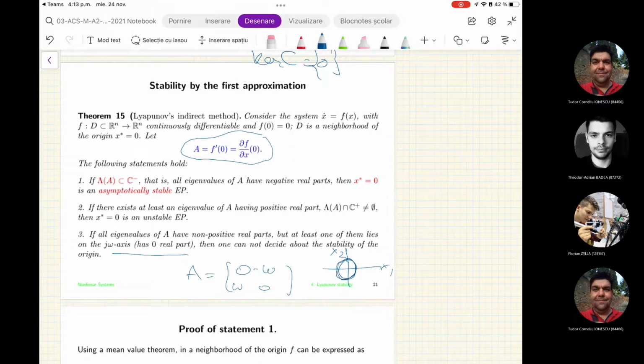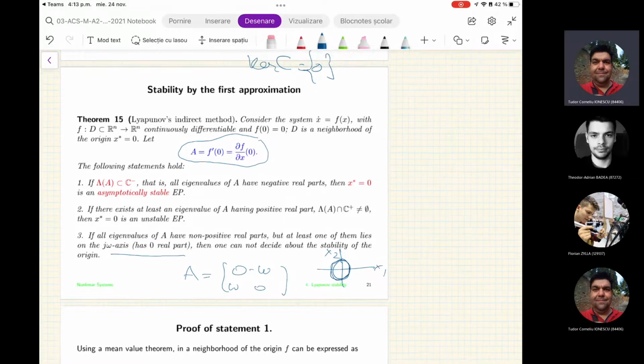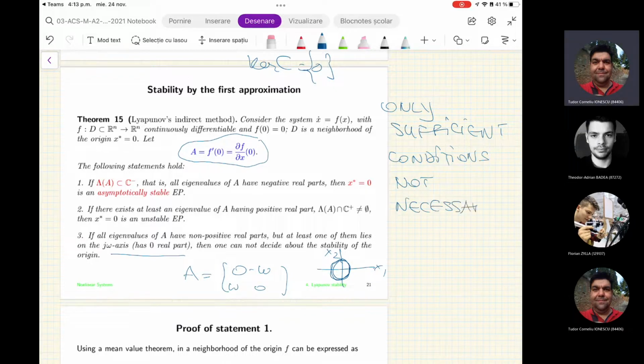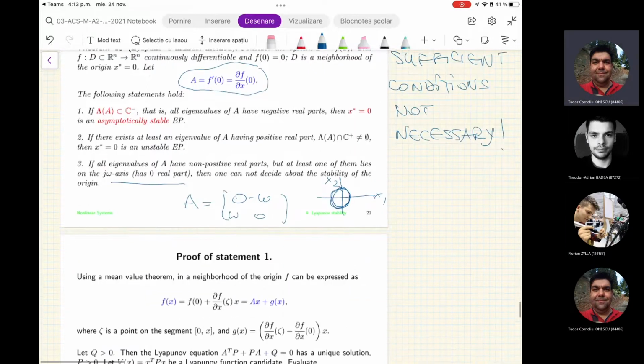Okay, these are only sufficient conditions. They are not necessary, unfortunately, I'm afraid. Okay, how do we prove this?